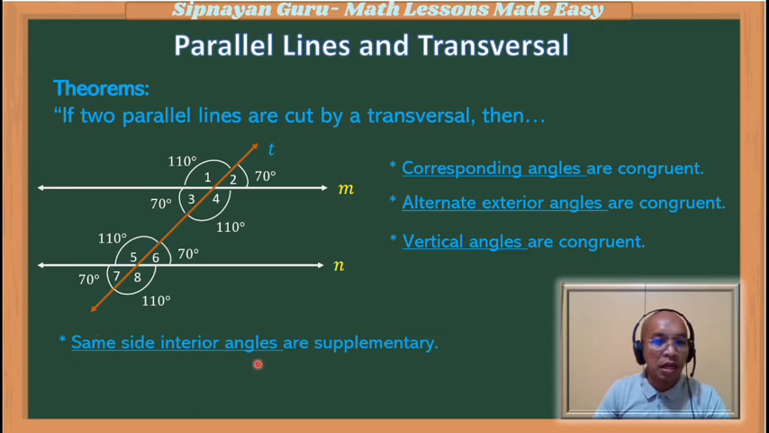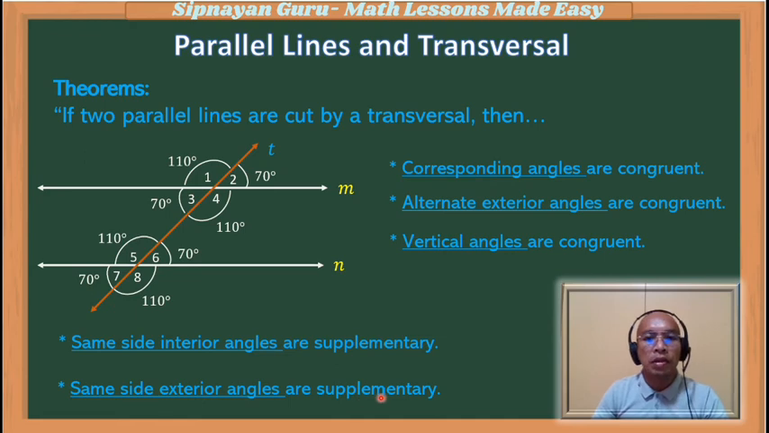How about the same side interior angles? Same side interior angles are angle 3 and 5, 4 and 6. They are not equal, but there is a distinct relationship. Their sum is equal to 180 degrees. Two angles whose sum is 180 degrees are called supplementary angles. So same side interior angles are supplementary. And same side exterior angles, 2 and 8, 1 and 7, are also supplementary.